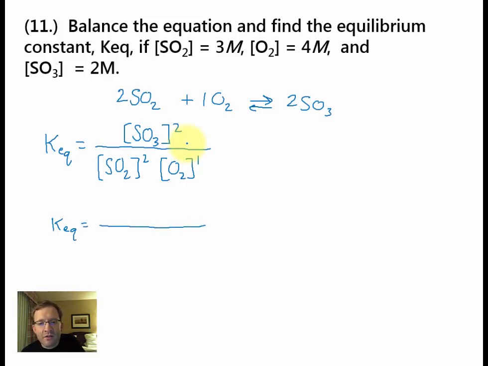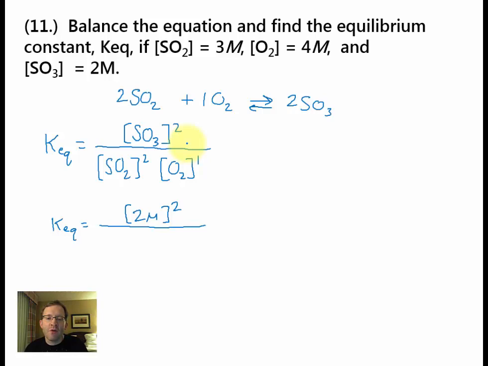Sure. It's right here at the very end of the problem. SO3 is 2 molar. Okay? So 2 molar. Now you can leave the molarities off as long as they are molarities, because in the end we can't multiply the M and have molarity squared. KEQ is a dimensionless quantity. In other words, it doesn't have units to it at all.